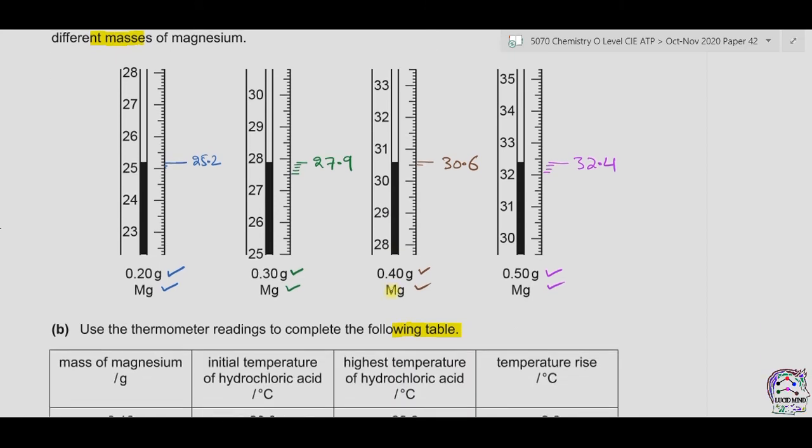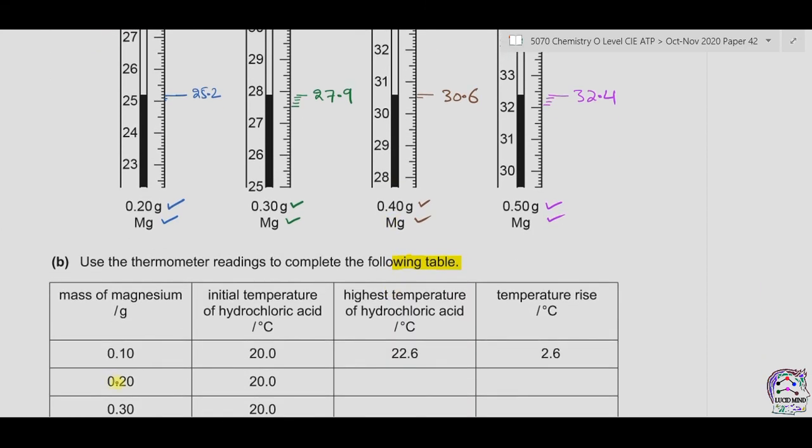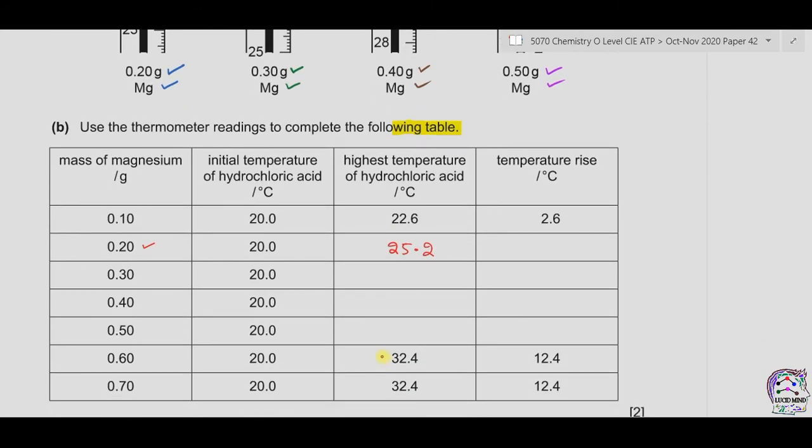Let's put the values in the table. For 0.20 grams of magnesium, the highest temperature recorded was 25.2. Similarly, for the second reading of 0.30, the temperature recorded was 27.9. For the third one, the temperature was 30.6. And for the fourth one, the temperature recorded was 32.4.